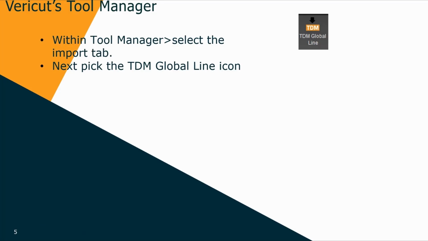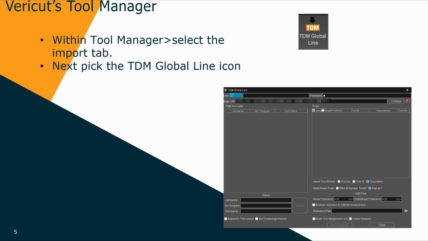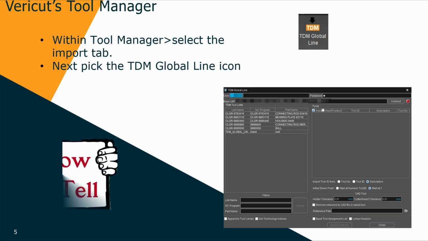Within Vericut's Tool Manager, you'd select the Import tab, the TDM Global Line icon, and once connected, pick the tool list of your choice for that particular job. Again, this is information that you've set up in TDM's database with your user credentials. So now let's take a look.